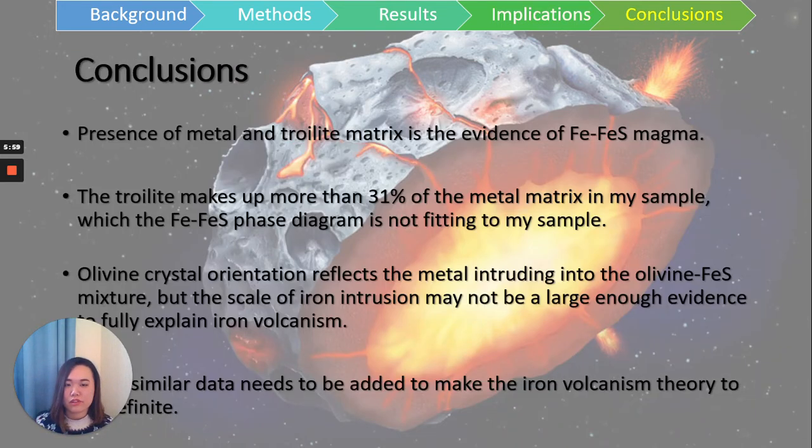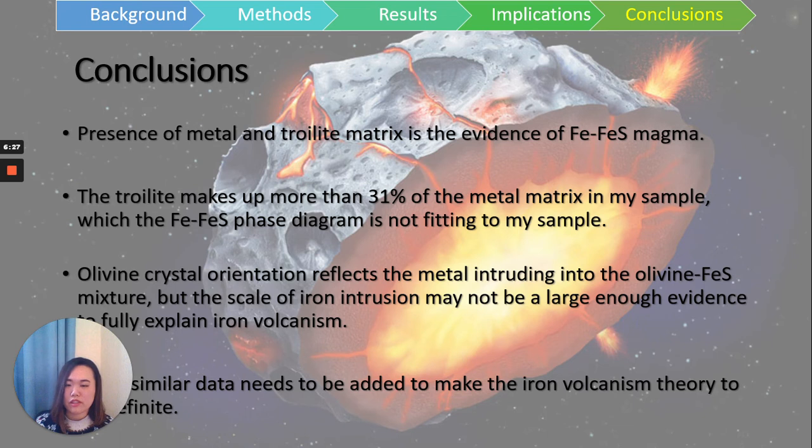Here are the conclusions. The presence of a metal and troilite mixture is evidence of Fe-FeS magmatism. However, troilite makes up more than 31% of the metal matrix in my sample, so the Fe-FeS phase diagram is not really fitting my sample's case.